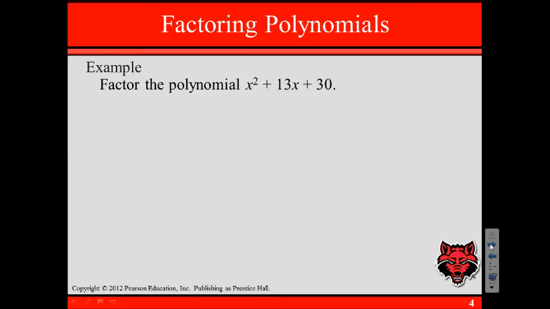So let's try an example. Let's factor the polynomial x squared plus 13x plus 30. Right away, we know that the first term in each binomial should be x, because x times x is x squared. Now we want to look at 30. We want numbers that will multiply to 30 and simultaneously will add to 13. Now, because 30 is positive and the sum is positive, our two factors must be two positive numbers.